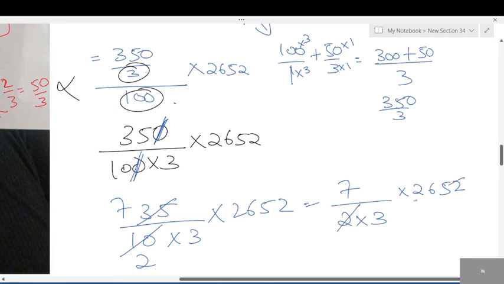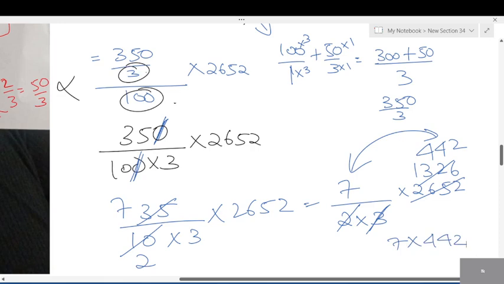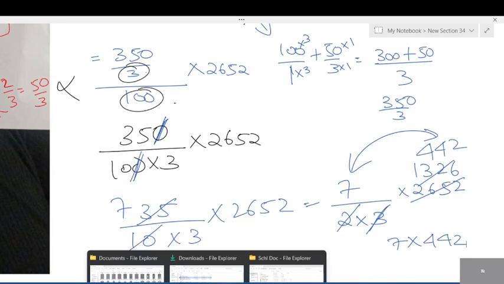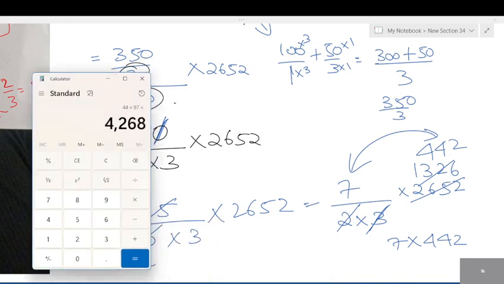Alright, so reduce 2 with this. You get 1, 3, 2, 6. Then reduce 3 with this. You get 4, 4, 2. Understood? Not divide. Where is 442 and 7? Are they numerator or denominator? Then what will you do? You have to divide or multiply. Multiply. If you multiply, the answer should be 4 to 6.